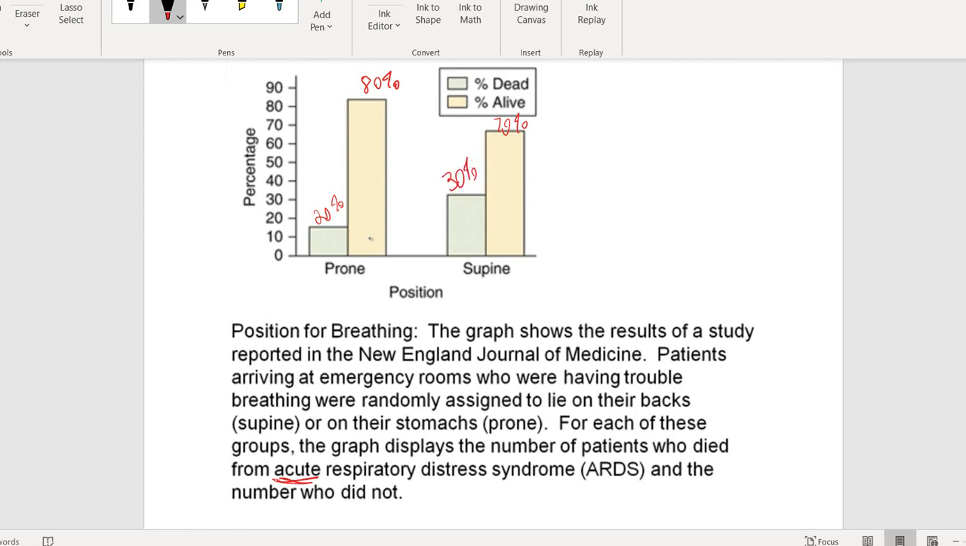So if we were to go to the hospital and decide, which position do you want to be on? Do you want to be on your stomach or on your back? Well, you would like to be on your stomach because it has a higher success rate for survival.